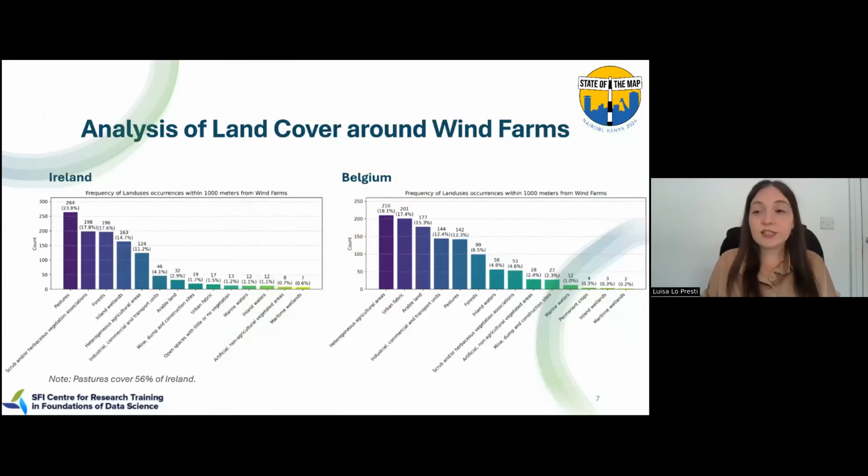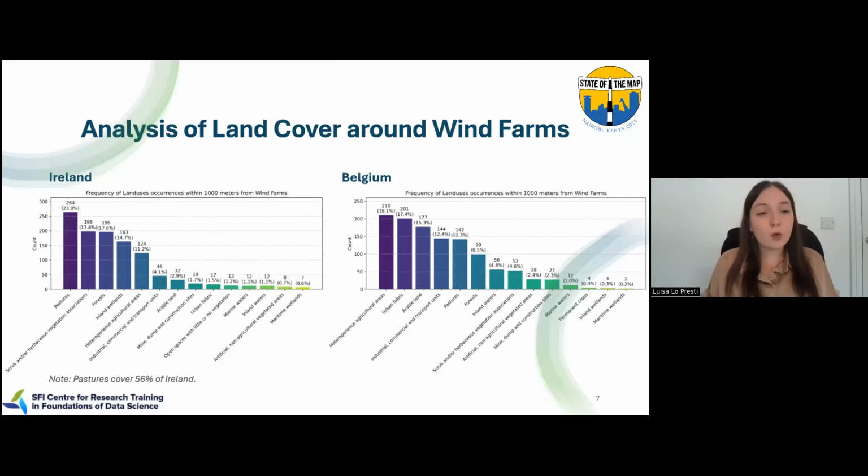At this stage, we have 2 complete datasets of wind and solar farms for both Ireland and Belgium. And we would like to understand the geographical distribution across different land types using CORINE land cover dataset. To do so, we apply a 1,000-meter buffer around those sites and evaluate the intersecting land types. Let's start by focusing on wind farms.